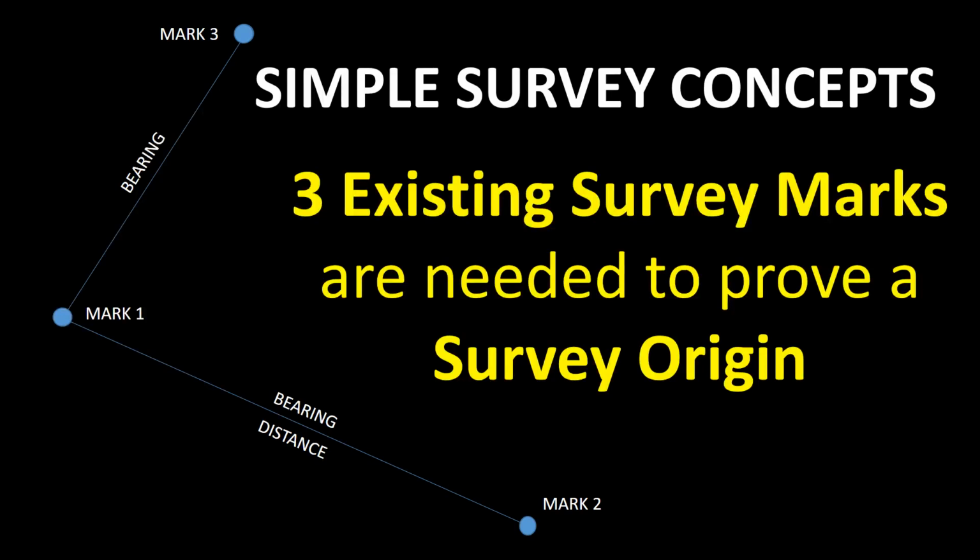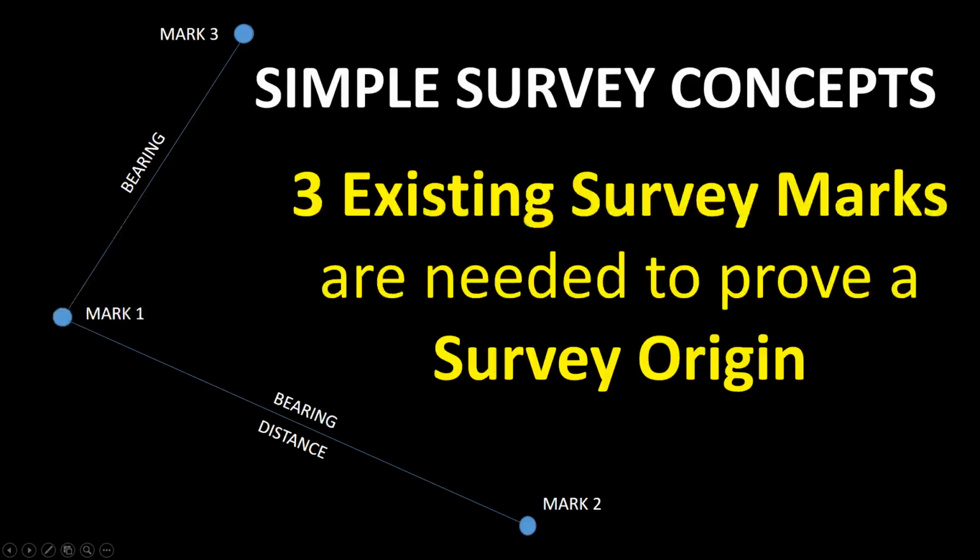Okay, alrighty, and then simple survey concepts. We're done pretty much. 3 existing survey marks are needed to prove a survey origin. You need the bearing and distance between 2 of them, but that doesn't quite prove that they haven't shifted, and the angle between them.